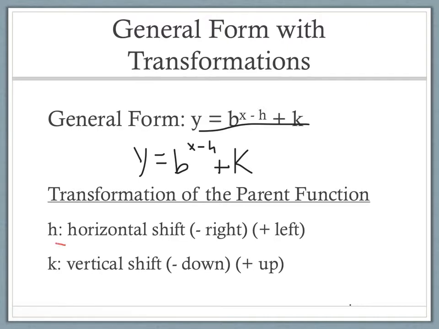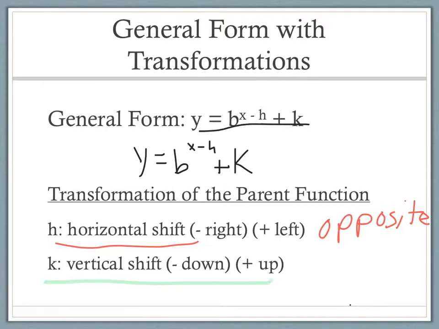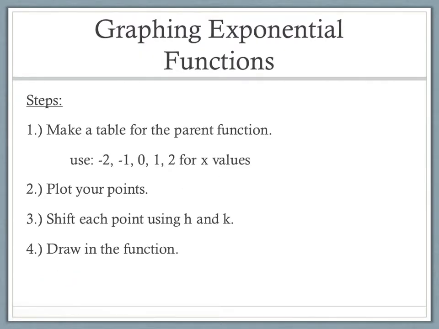The h is going to give us the horizontal shift, or left, right, and that is going to be the opposite. And then the vertical shift is going to be up or down. That's the k value, and that's just what it's always been. These steps are on the page, I believe, but when you're doing these, you're going to just make your parent function table. We'll use the values -2, -1, 0, 1, 2.